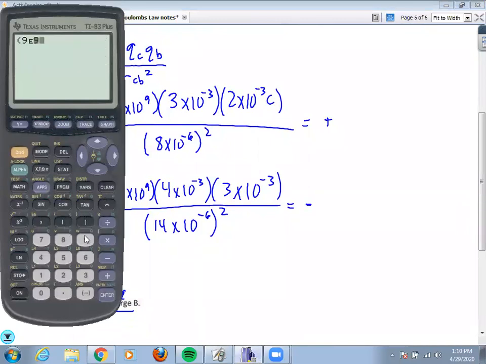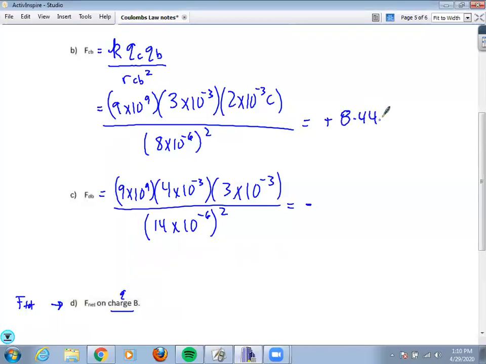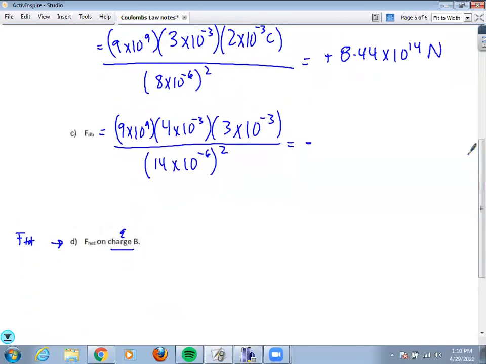Nine times 10 to the power of 9 times 3 times 10 to the power of negative 3 times 2 times 10 to the power of negative 3. And then we divide that by 8 times 10 to the power of negative 6 squared. You get 8.44 times 10 to the power of 14 newtons.